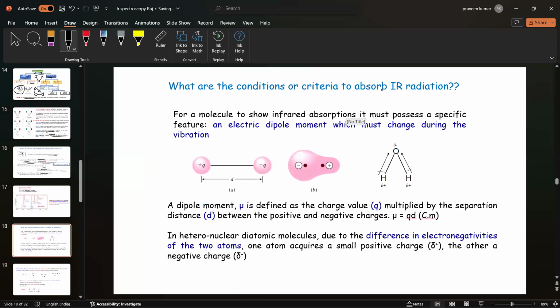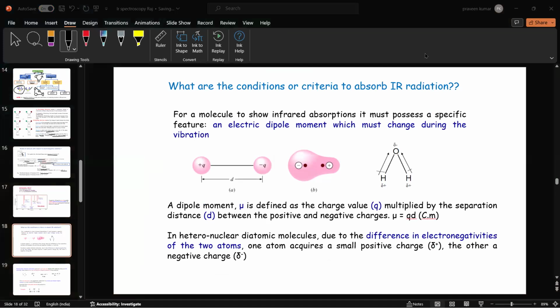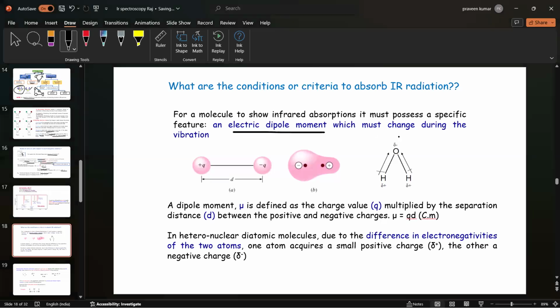So as I mentioned, the criteria to absorb IR radiation: for a molecule to show infrared absorption, it must possess a specific feature known as the electrical dipole moment, which must change during the vibration. So during vibration, there is a change in the electrical dipole. And dipole, as you also know, is charge into the distance between the charges.